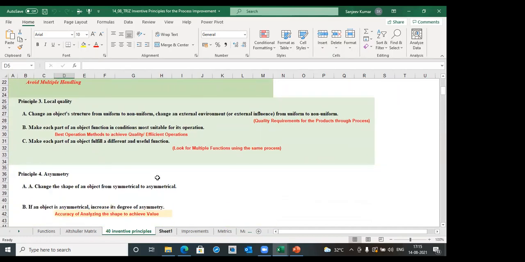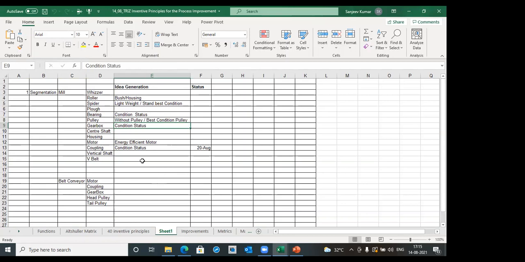Yeah, good. So are we okay? Are we on the right path, or do you have any suggestion, sir? Yes, that's all from my end. Yes, we are on the right path, and the first inventive principle is segmentation, where you segment into various parts.